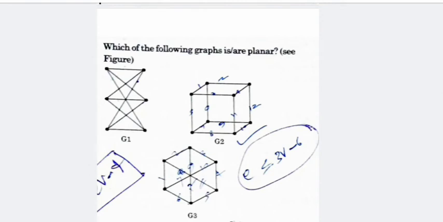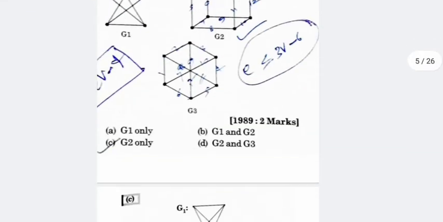Now come to the GATE questions. The first question is: which of the following graphs are planar? On the basis of this, there are three figures G1, G2 and G3, and we already solved these types of graphs. So we easily identify that the graph G2 is a planar graph and G1 and G3 are non-planar graphs. So we easily say that the answer C is correct.